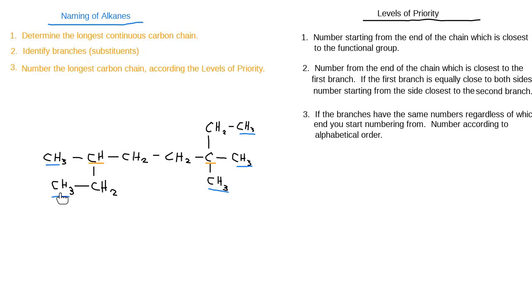Oh, I would assume this end and this end. Exactly. There, this is 1, 2, 3, 4. That's why I said look at those junction carbons. Look at those intersectional carbons.